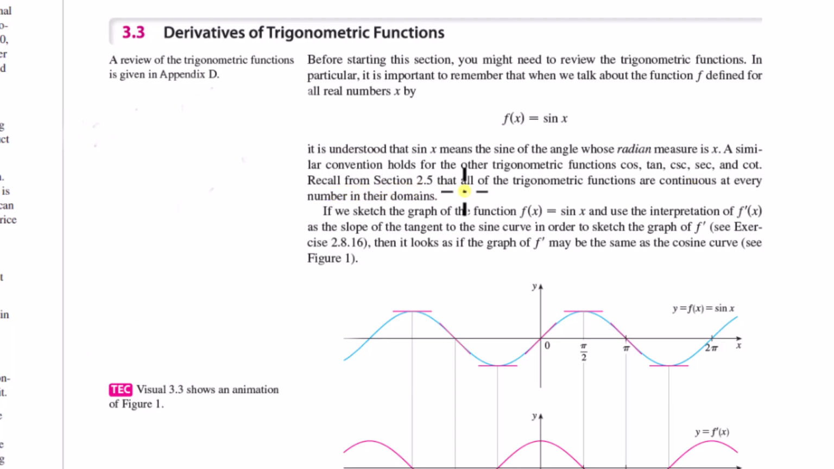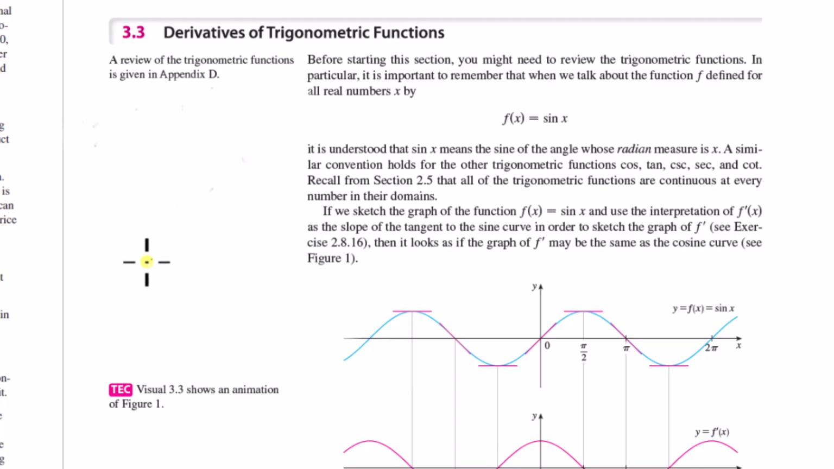Recall from section 2.5 that all of the trigonometric functions are continuous at every number in their domains. Remember, all of the core function types that we've learned in algebra and trigonometry are continuous everywhere in their domains. They're not all continuous everywhere: polynomials are continuous from negative infinity to infinity, but other functions, like rational functions, aren't, because you can't divide by zero. But if a point is in the domain of the function, then the function is continuous there. That's a property of all the trig functions and all the functions we learned in algebra.